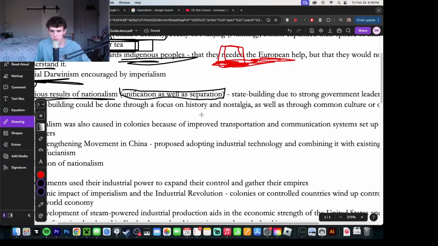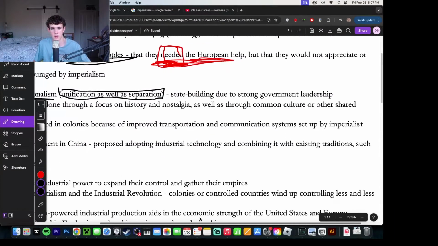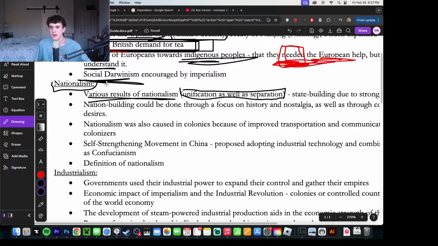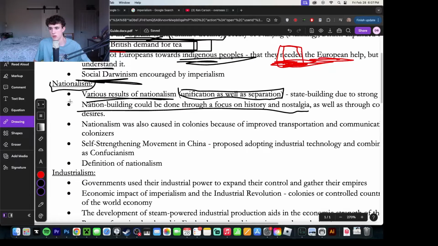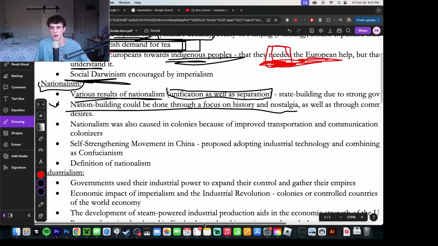It was a great idea. They came together and it worked. So anyway, I started with strong government leadership. Okay, nation building could be done through focus on it. So I talked about this with Italy. It's a common cultural issue. I literally just talked about this. So check mark. It was also caused in colonies because of improved transportation and communication systems set up by imperialist colonizers. Yes.